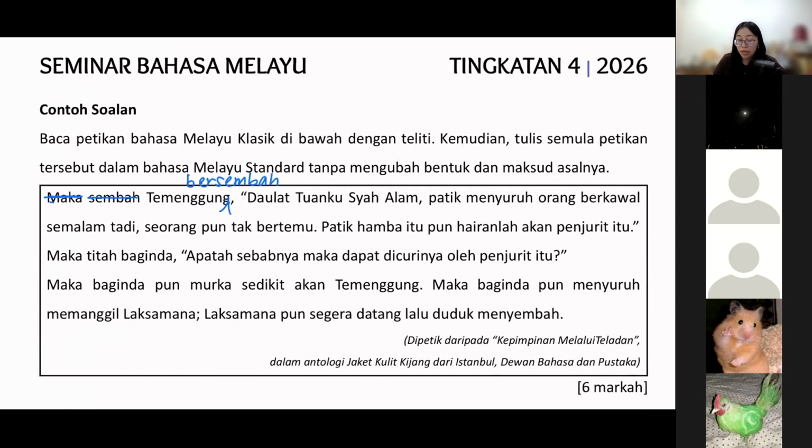Pati nyuruh orang, I call people untuk berkawal semalam tadi. Okay, tadi is just now, but semalam is already yesterday. So you just remain semalam, cancel the tadi. Seorang pun tak temu. Okay, pun means also. Actually, we are still using pun now. So pun you can remain because you want to say, oh, actually, I called people to take care of it, but now not even one person did I see. Just the tak, you need to change to what?